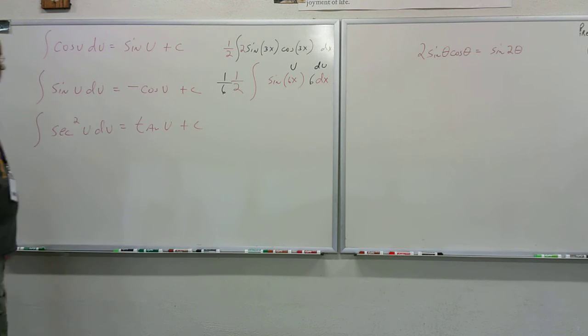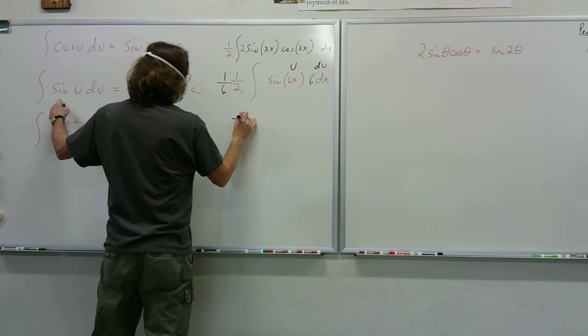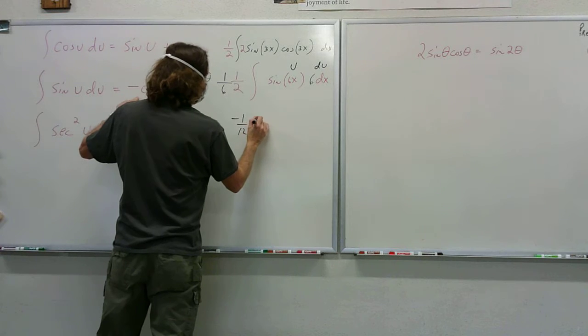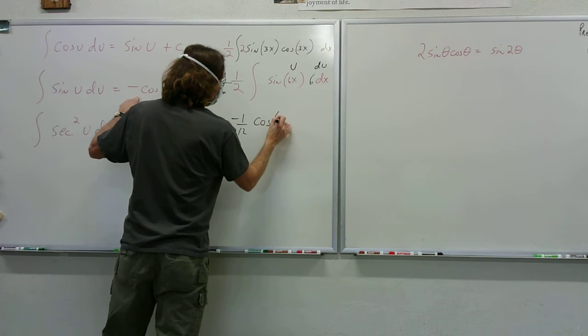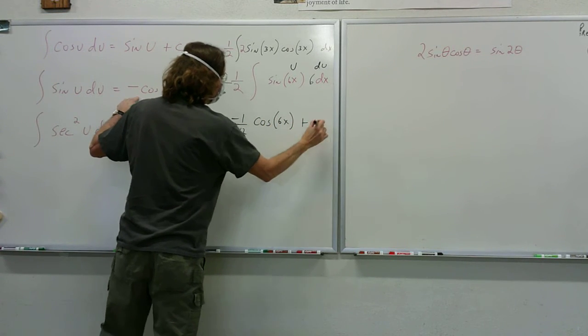So I get negative 1/12 cosine 6x plus c.